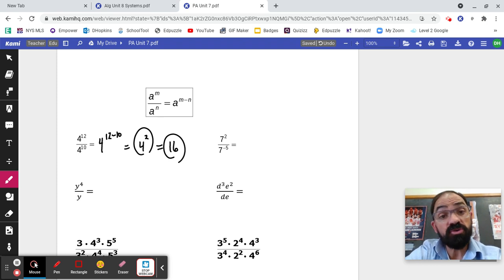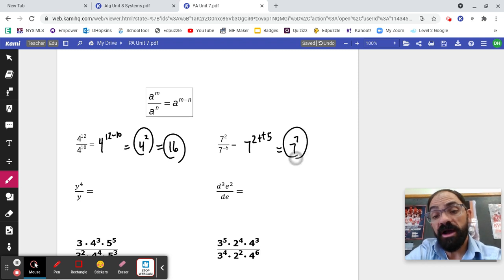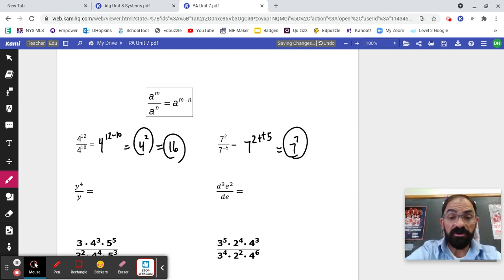This next one, 7 squared and 7 raised to the negative 5. When dividing, you subtract the exponents. So 2 minus a negative 5. When I minus a negative, it's plus a positive, so it's 7 to the 7th power. You will need a calculator to figure that out as well. Again, if there isn't an exponent, it's a 1. So 4 minus 1 is 3.